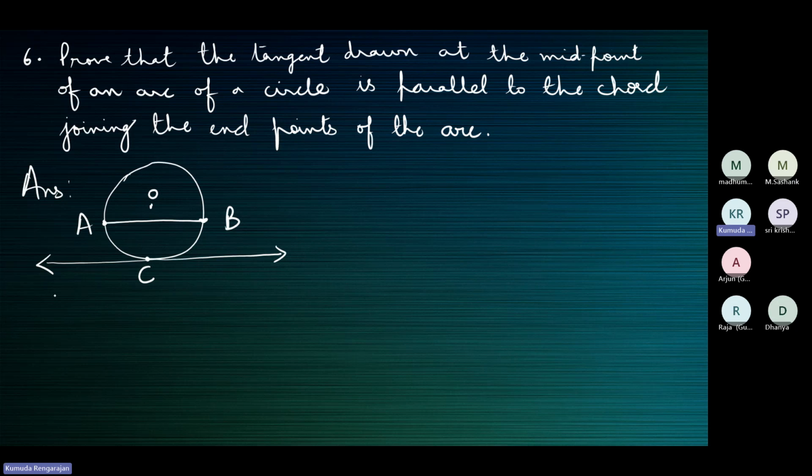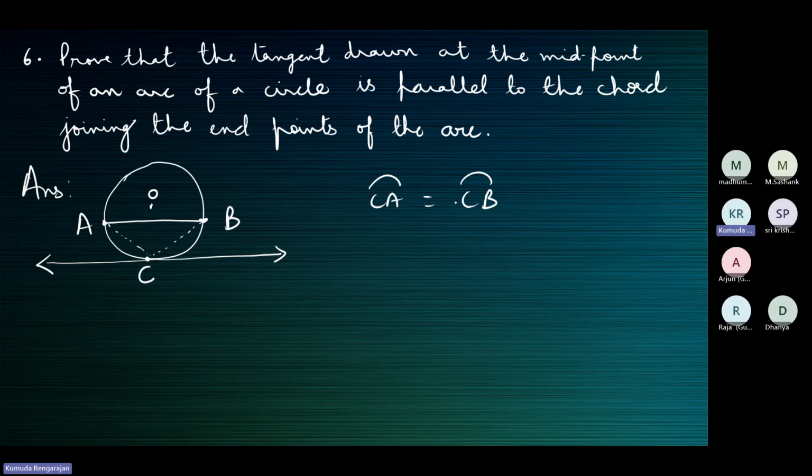Okay. So construction: join CA and CB. Now, since CA is equal to CB, why is CA equal to CB? Because arc, don't write, children. I'll just explain and then I'll write it. Just listen to me. Arc CA is equal to arc CB. The length of arc CA is equal to the length of arc CB.